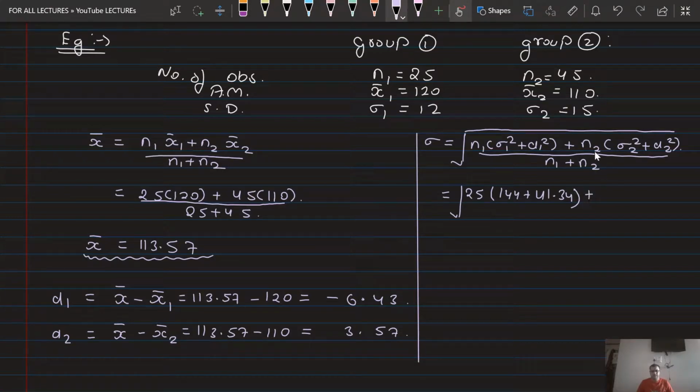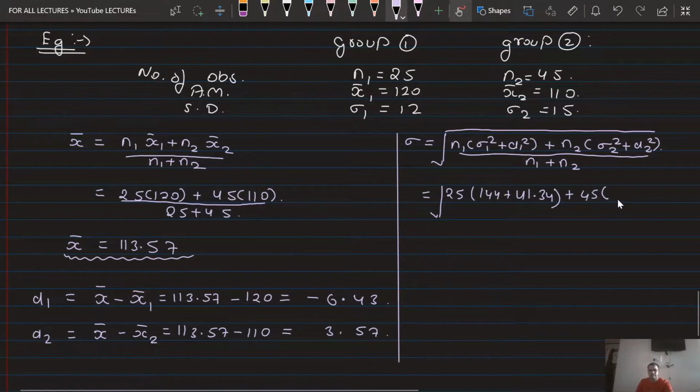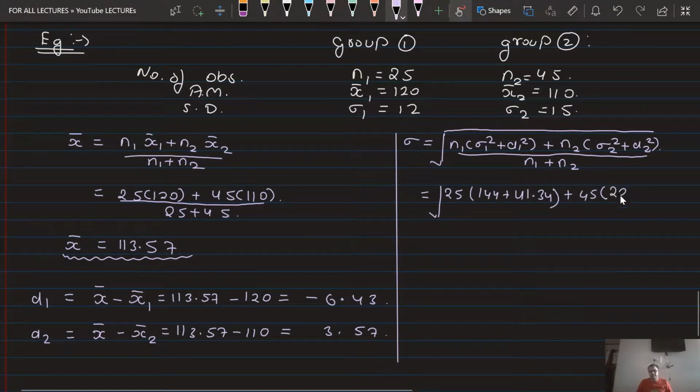Same way for the second, N2 is 45. Sigma square 2. Sigma 2 is 15. So in such a case, sigma square 2 is 15 square, which is nothing but 225 plus what is the square of 3.57? Just square it and tell me. 12.74. Yes, 12.74 and divide this by 25 plus 45, which is 70.